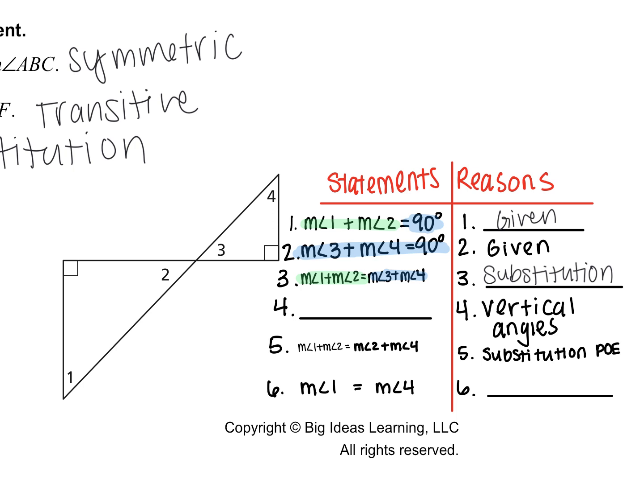All right, looking at number 4, the reason they're giving me is vertical. And looking at it, my vertical angles are the measure of angle 2 is congruent to the measure of angle 3, and I'm using the diagram for that. All right, looking at number 5, it says subtraction property. So what am I subtracting? Looking here, I can see that we are changing this and we're getting rid of the measure of angle 2. So I know I'm going to be subtracting the measure of angle 2 from both sides.